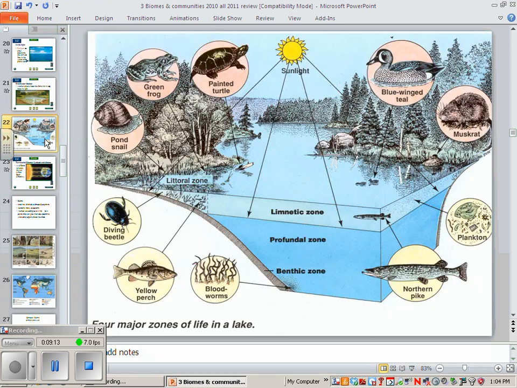And this is an example. If you notice, most of your species are going to be found on the edge. You do not need to know what the names of these are. You just need to know examples of where most of the organisms are going to be found.